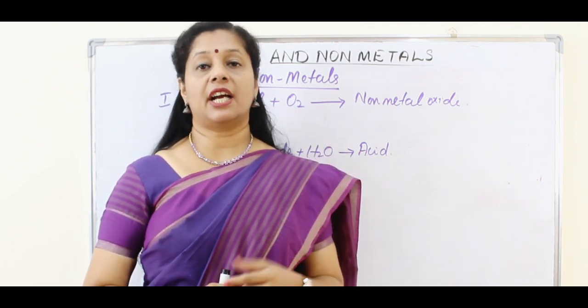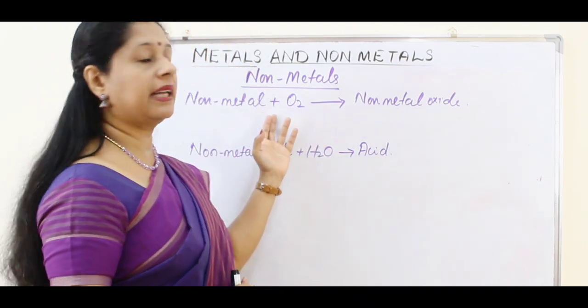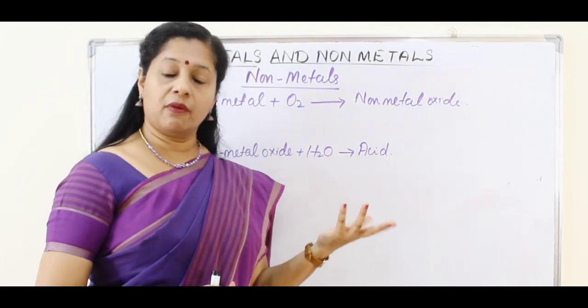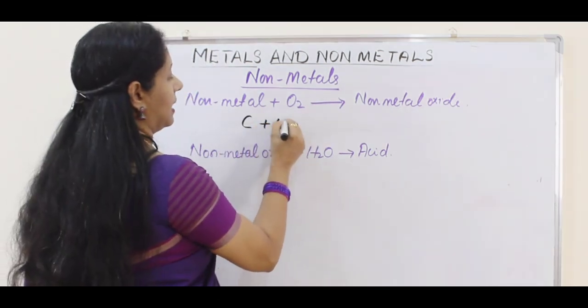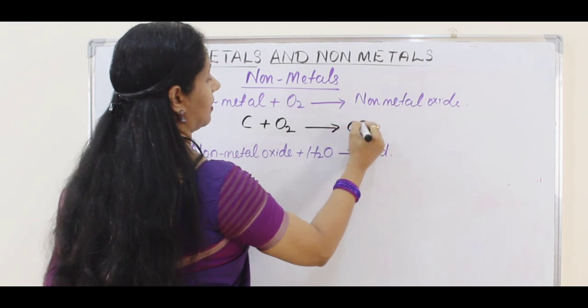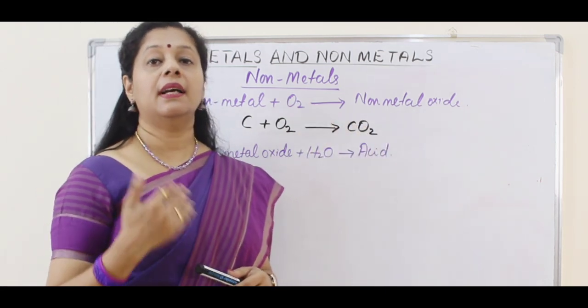Now we will see the reactions of non-metals. So first, when non-metals react with oxygen, what happens? Of course, a non-metal oxide will form. For example, carbon is a non-metal. When it combines with oxygen, we get carbon dioxide, which is a non-metal oxide. But these non-metal oxides are usually acidic in nature.